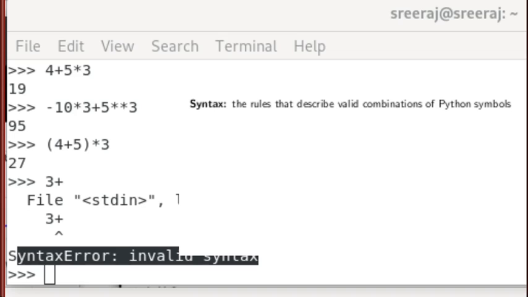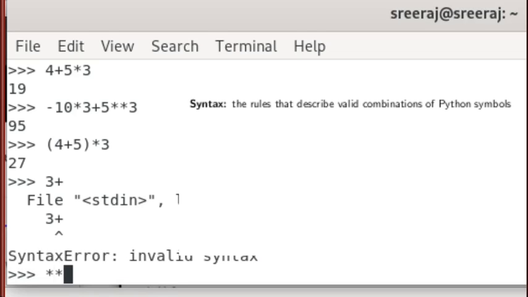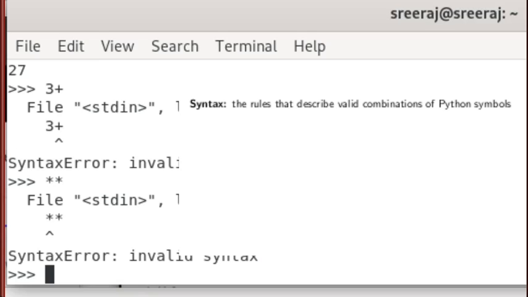So Python does not understand what to do with this expression and this combination of symbols, and it cannot give us back a result. So instead it gives us an error. Also, if I give an expression with only an operation, I definitely get a syntax error.